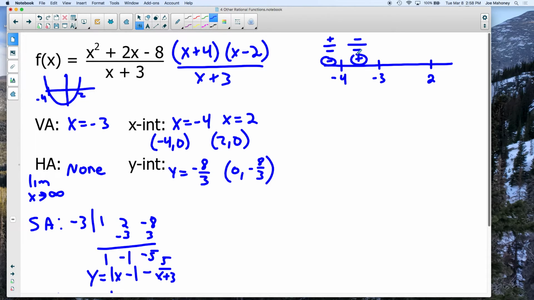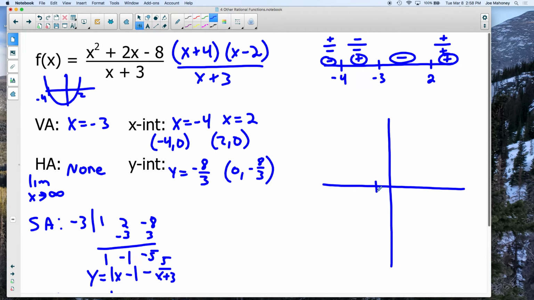Between negative 3 and 2, how about when x is 0? How about our y-intercept? Our y-intercept is negative 8 thirds. It's negative there. When we go beyond x equals 2, our numerator, our parabola is positive. Our line is positive. So once you go past 2, our function is positive. Let's see what this looks like.